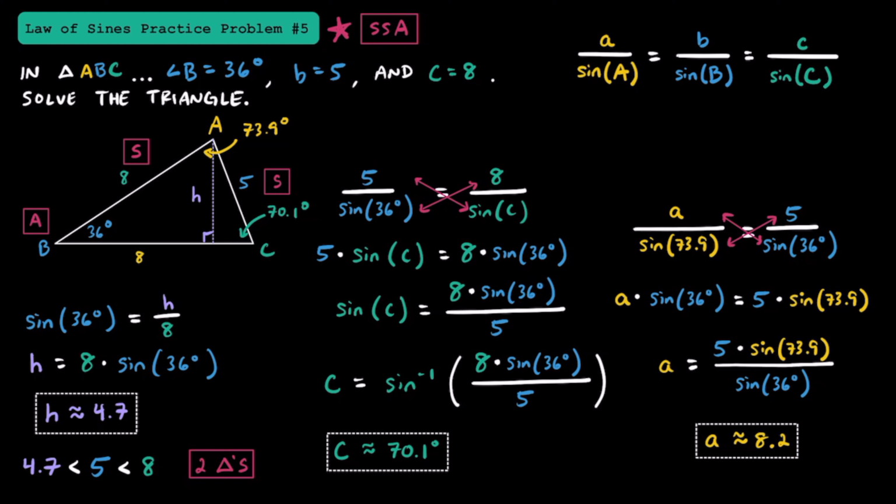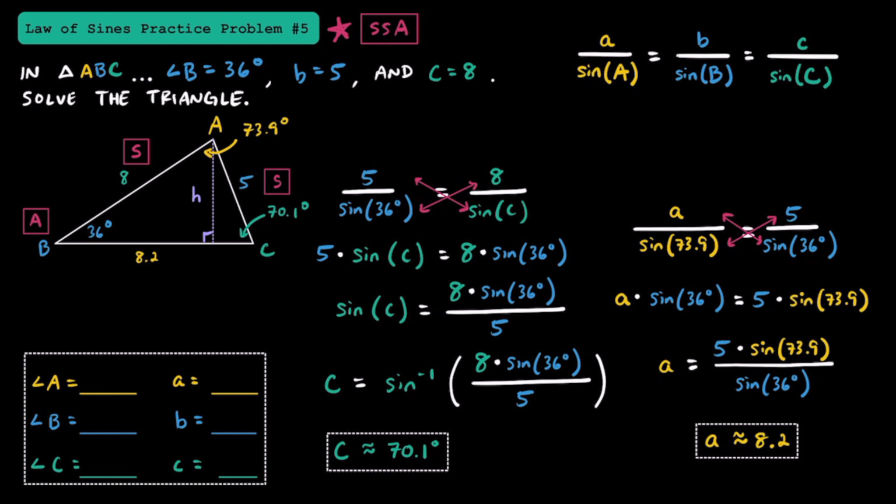At this point, we have all 6 pieces of information for this original triangle. And just confirming that we have everything, we know angle A is 73.9 degrees, side A is 8.2, angle B is 36 degrees, and side B is 5, and angle C is 70.1 degrees, and side C is 8.